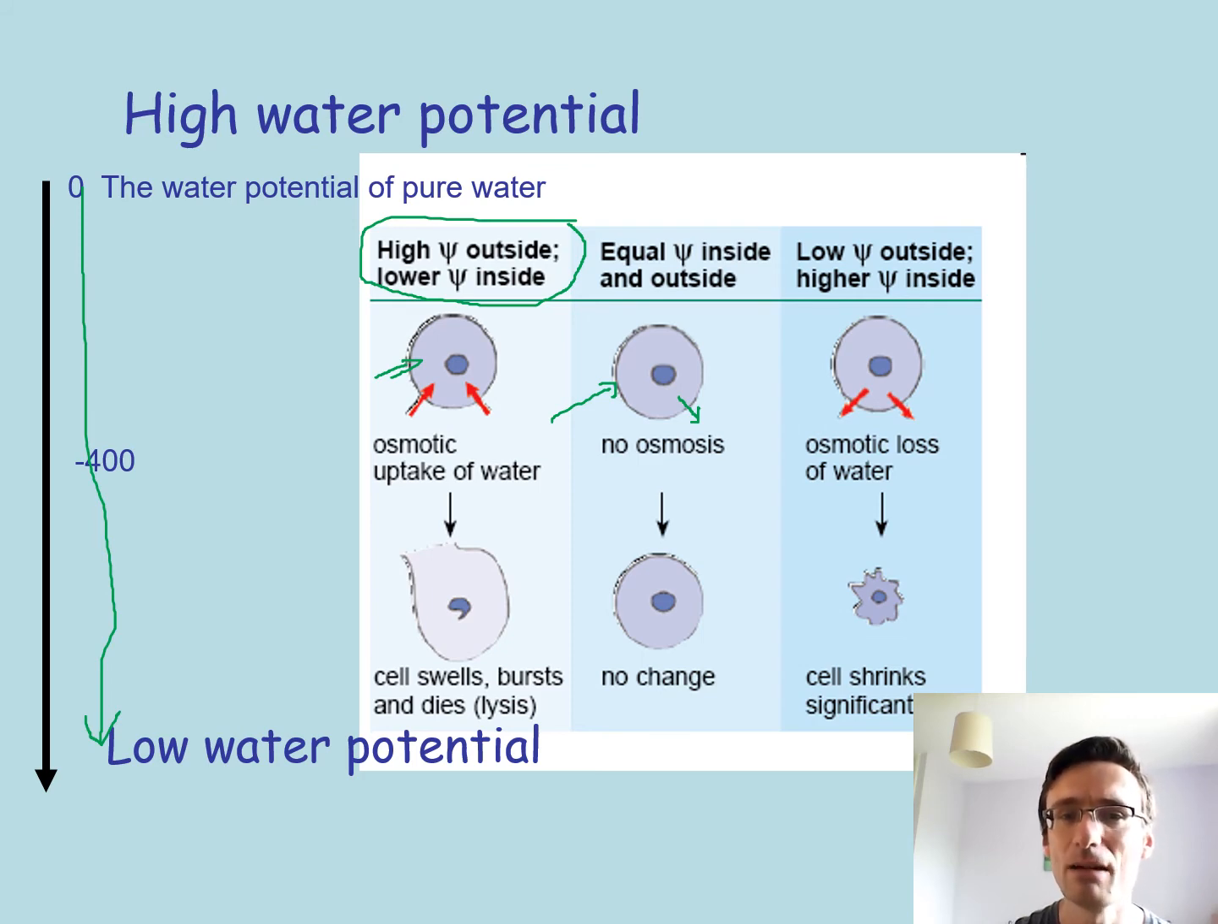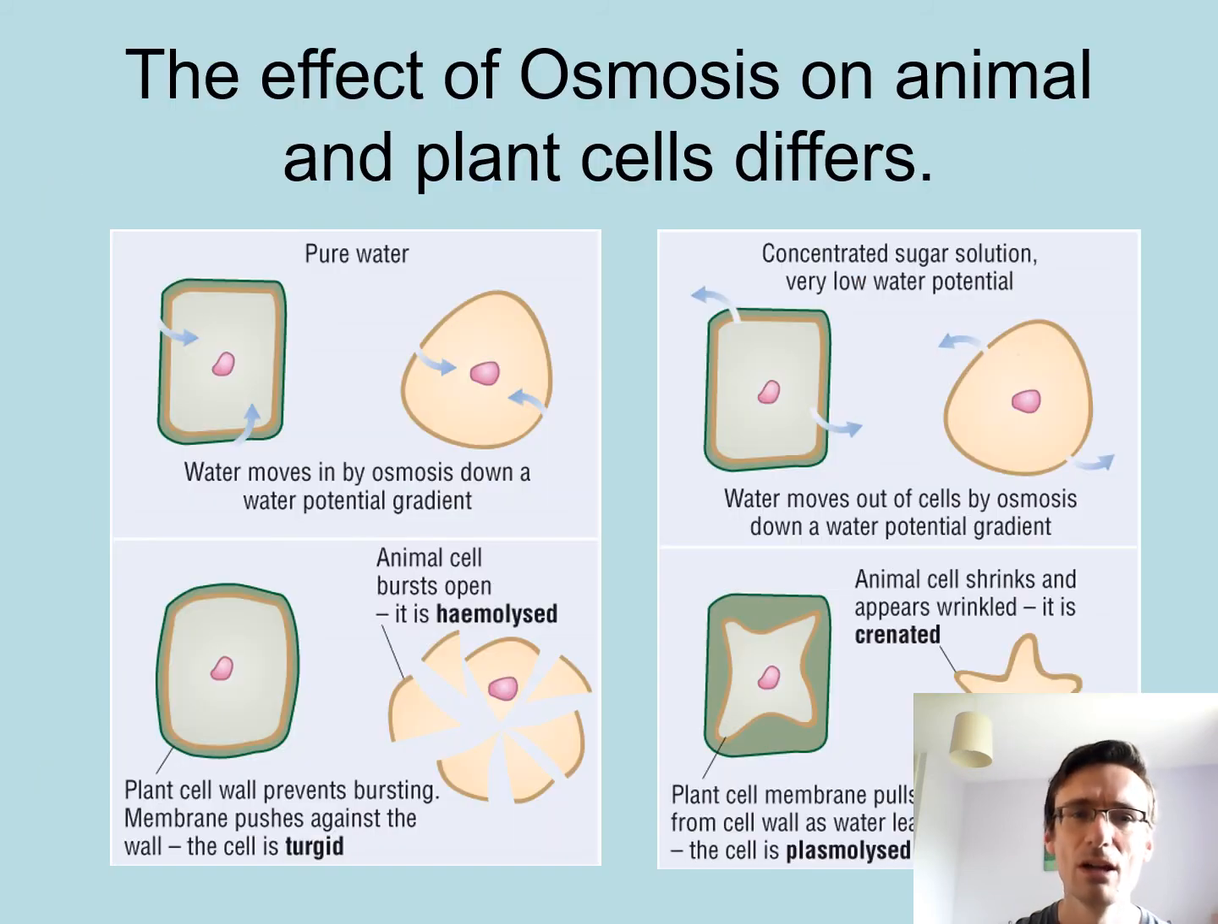In the last example, there's a low water potential outside the cell, so the water will move from the higher water potential in the cell to the lower water potential outside of the cell. If we apply this to examples, it doesn't matter if it's an animal or plant cell: if you've got the same concentration, it's isotonic inside and outside, and nothing will happen.